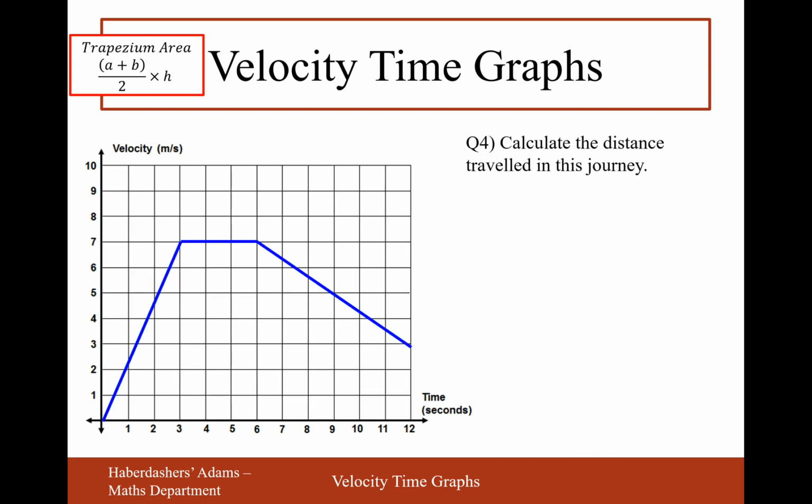Alright then, so your turn to have a go at this question here then. Your turn to work out the distance travelled, divide it up into 3 sections. One's a triangle, one's a rectangle, one's a trapezium. Work out all the different areas, add it together, and you've got your total distance. Pause the video and give this question a go.